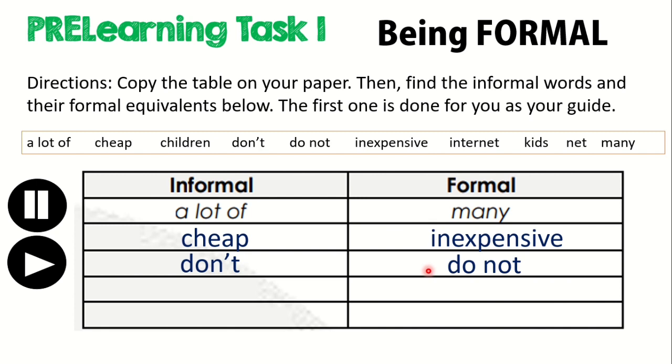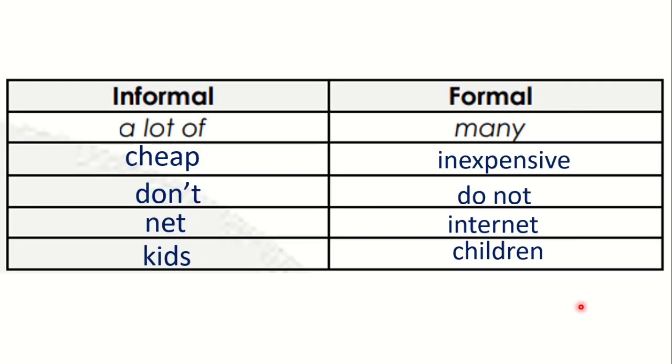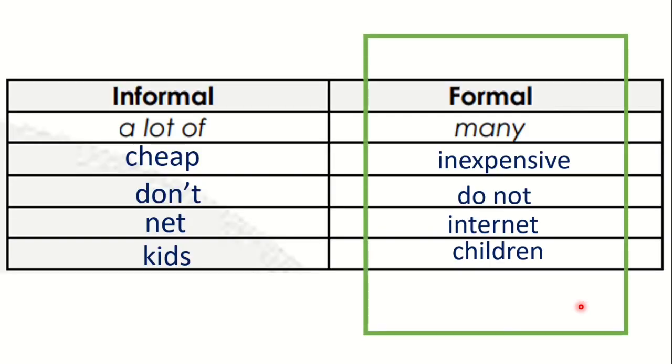Of course. Very good. Next, what is the next informal word inside the box? Net. Good. What is the formal word for net? Internet. Very good. And the last informal word inside the box? Kids. Very good. And of course, the formal word for kids is children. Okay, very good. These are all formal words, and these are the words that we use in writing an essay.